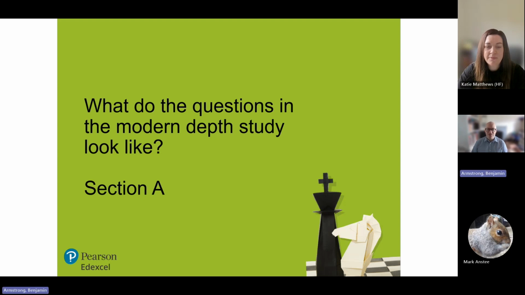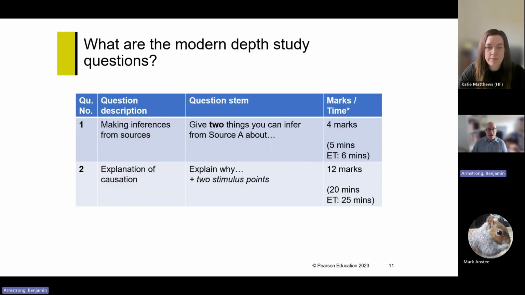So let's turn our attention to the exam questions. As we said, in this section, we're going to be talking about section A. We'll do section B in another video to follow up. Section A has 2 questions. The first question will always be about making inferences from a source, and it will say, give 2 things you can infer from source A about, and then it will name a topic.